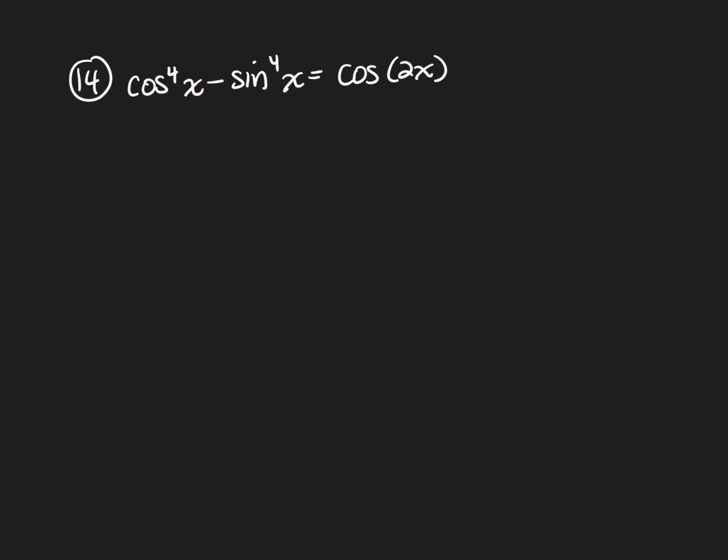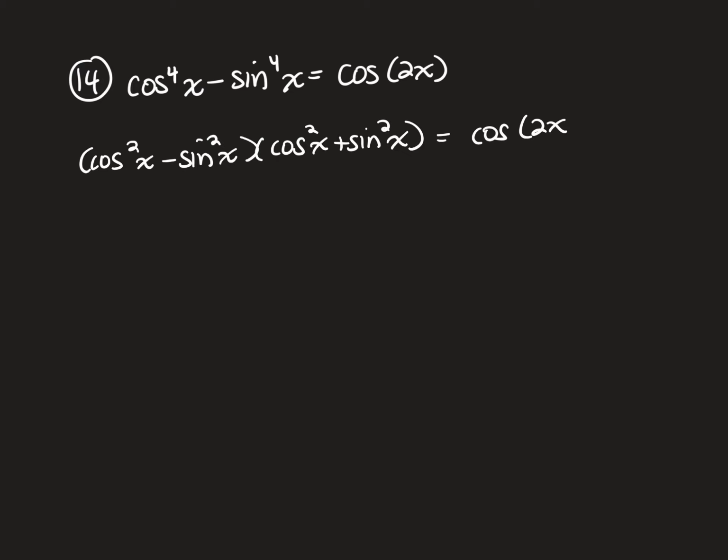All right, next up. This one is a lot like 10, so if you watch the video for 10, this will be very similar. But what I said in 10 is that this is actually a difference of squares, and I explained it a little bit more in that video, so if you wanted to go back and watch that, you can. But I'm going to go ahead and factor this. Cosine squared minus sine squared times cosine squared plus sine squared equals cosine of 2x.